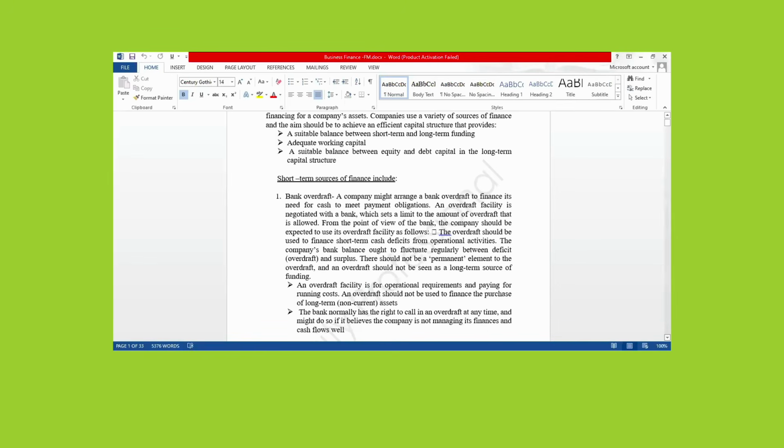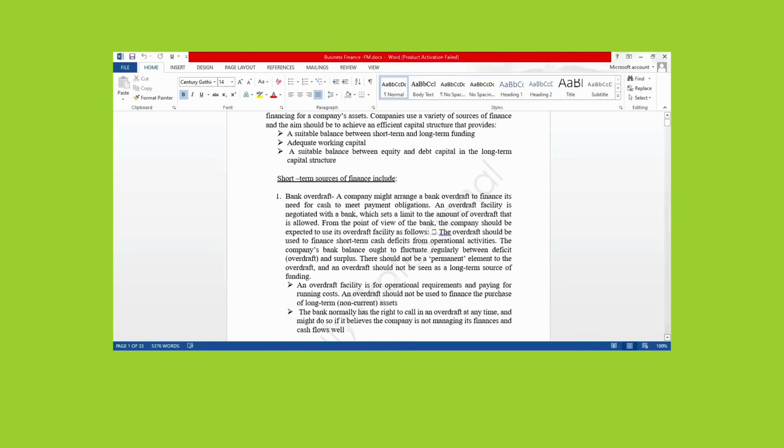Overdraft facility is used to finance short-term operational needs. You cannot use overdraft to finance long-term projects. Overdraft is obtained to finance short-term operational requirements. That's point one.